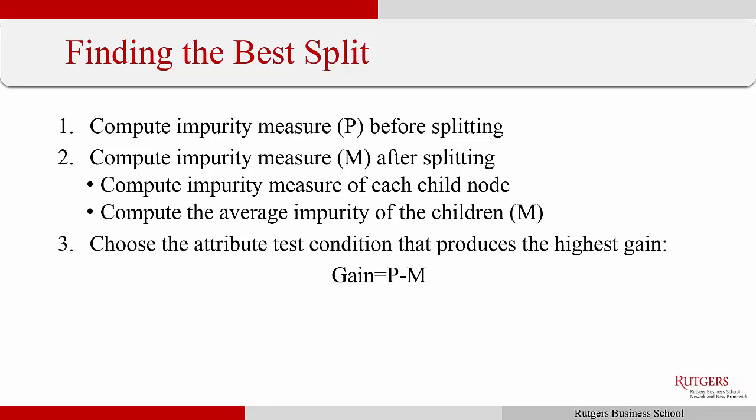Here is the general concept of how to find the best split. We have already gone through it. The first is compute the impurity measure P before splitting. And the second is compute the impurity measure M after splitting. And how can we calculate the M? First, compute the impurity measure of each child node, and then calculate the weighted average impurity of each child. So we got the M, and then we choose the attribute test condition that produces the highest gain, which equals P minus M.